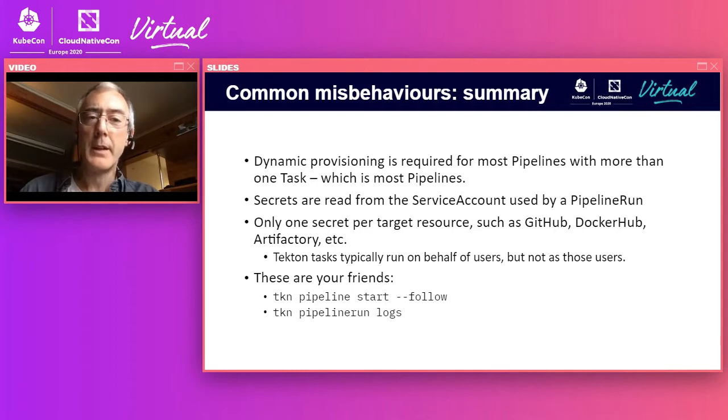And we've shown that the tkn command line, both for starting pipelines and following their logs, looking at their logs, it's particularly helpful. It's quicker to get information out using the tkn than what you can dig out with kubectl. So it's a very useful command line and one that's well worth using with Tekton.